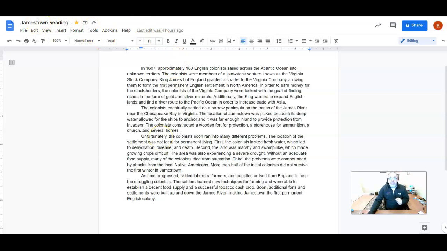The colonists eventually settled on a narrow peninsula on the banks of the James River near the Chesapeake Bay in Virginia. Real quick before I go on, anybody know what a peninsula is? Yes, just like Florida, right? Good job. The location of Jamestown was picked because deep water allowed for ships to anchor, and it was far enough inland to provide protection from invaders. The colonists constructed a wood fort for protection, a storehouse for ammunition, a church, and several homes.